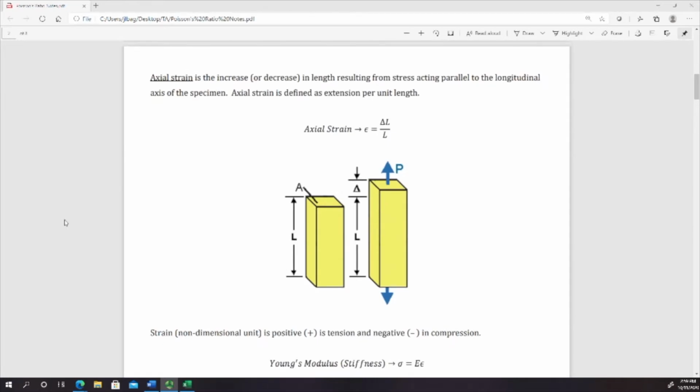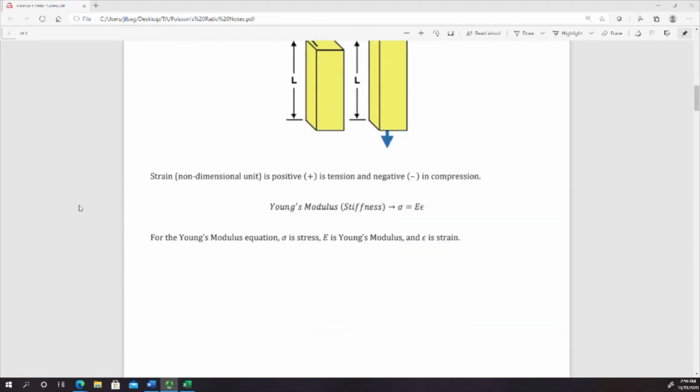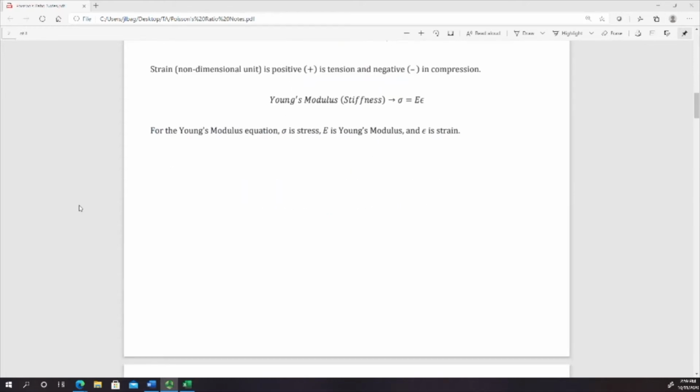So axial strain is the increase or decrease in length resulting from stress acting parallel to the longitudinal axis of the specimen. The axial strain is defined as an extension per unit length. So similar to what we talked about also in our tension test experiment, our axial strain is our change in length divided by our initial length. So strain is a non-dimensional unit and is positive in tension and will be negative in compression, also previously mentioned within these notes.